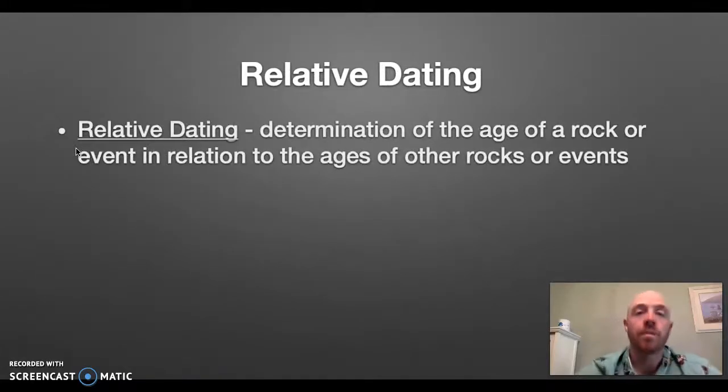So relative dating, you see the word relative there. Remember, relative means connected to you, right? Like you have a relative in your family, your aunt, your uncle, brother, sister, mom, dad, right? All of those are relatives to you. And dating just means to put a time frame on something. So a relationship with a time. So this is a determination of the age of a rock or its event in relationship to the ages of other rocks or events in that particular area.